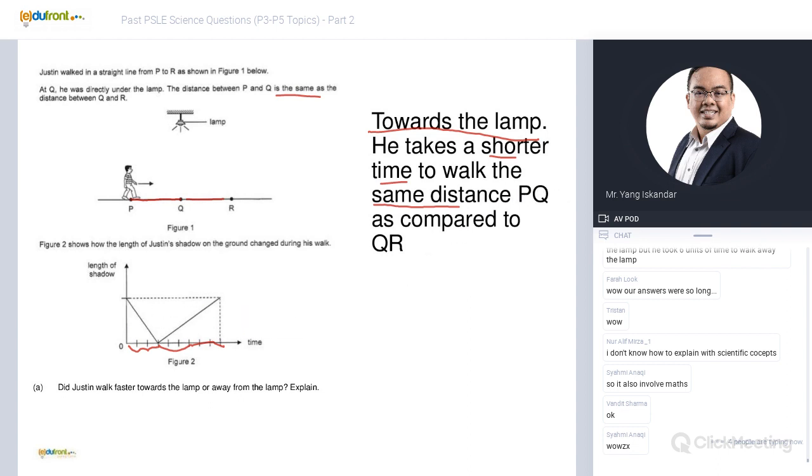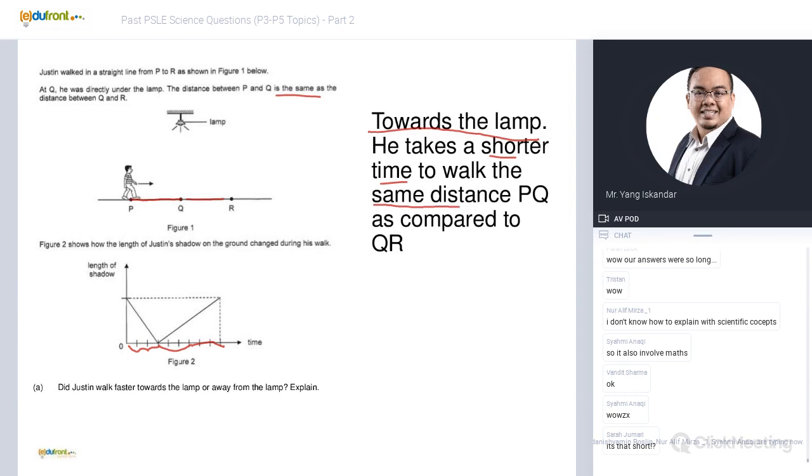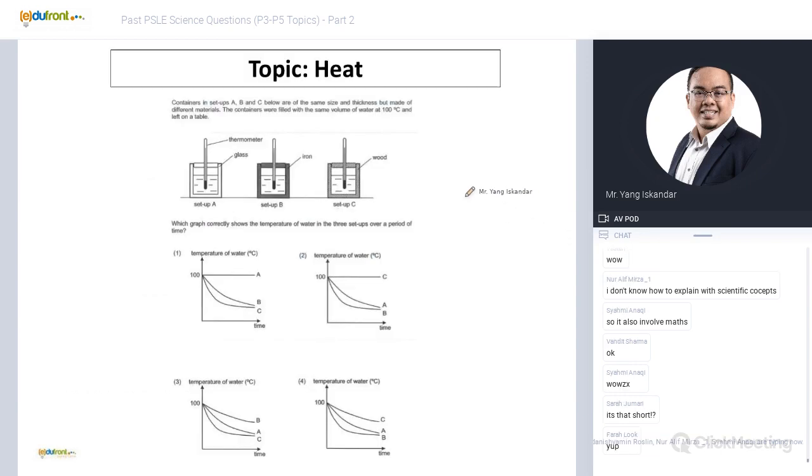Okay, let's move on to the next question. Is it okay? All right. So another hit question. Now this MCQ question very easy for you. I give you 1 minute to answer. Okay.